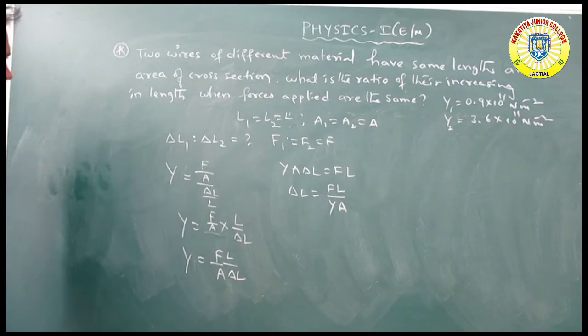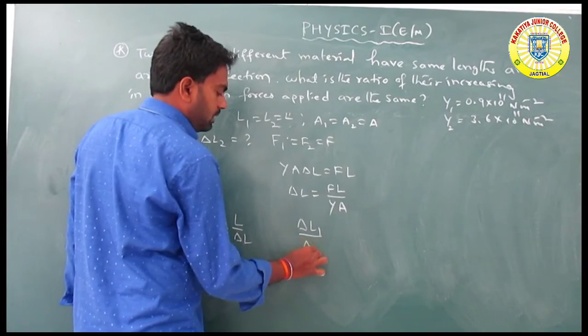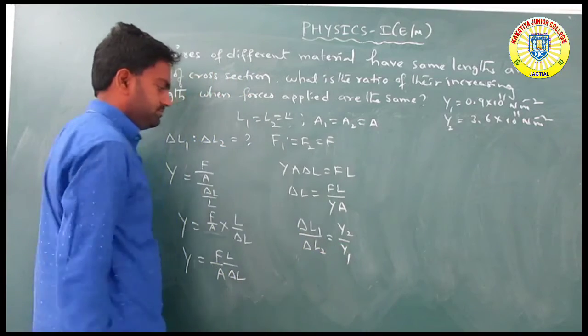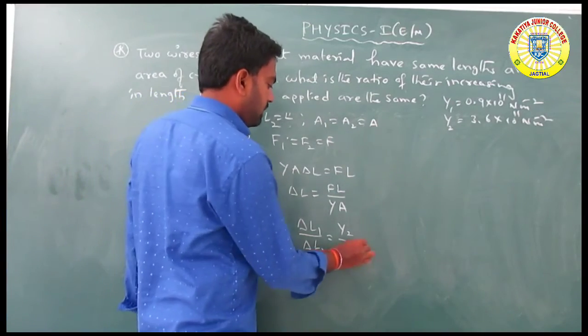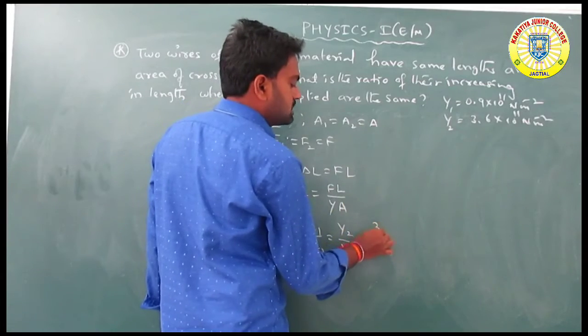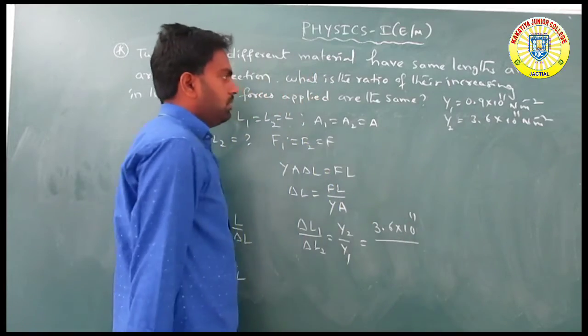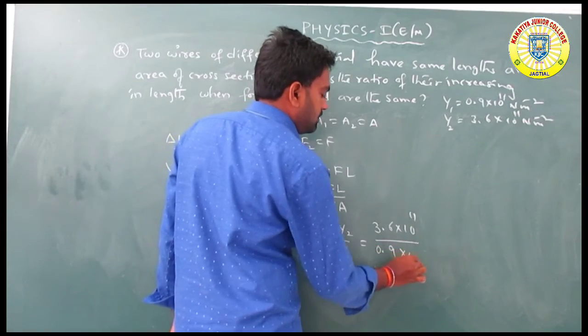Got it. So F is the same, the same force applied. The length is also the same, and the area of cross section is the same. So delta L1 by delta L2 is equal to Y2 by Y1. Y2 is given as 3.6 × 10^11, and Y1 is also given as 0.9 × 10^11.